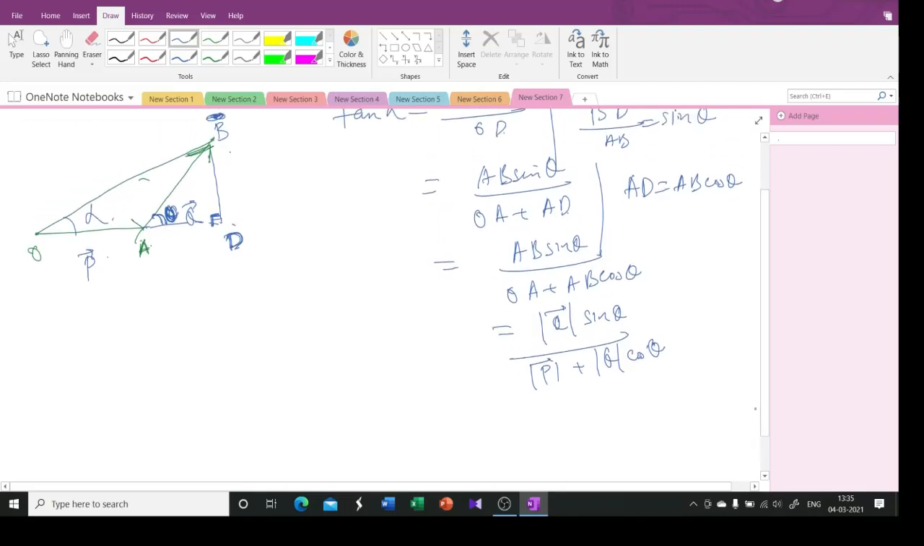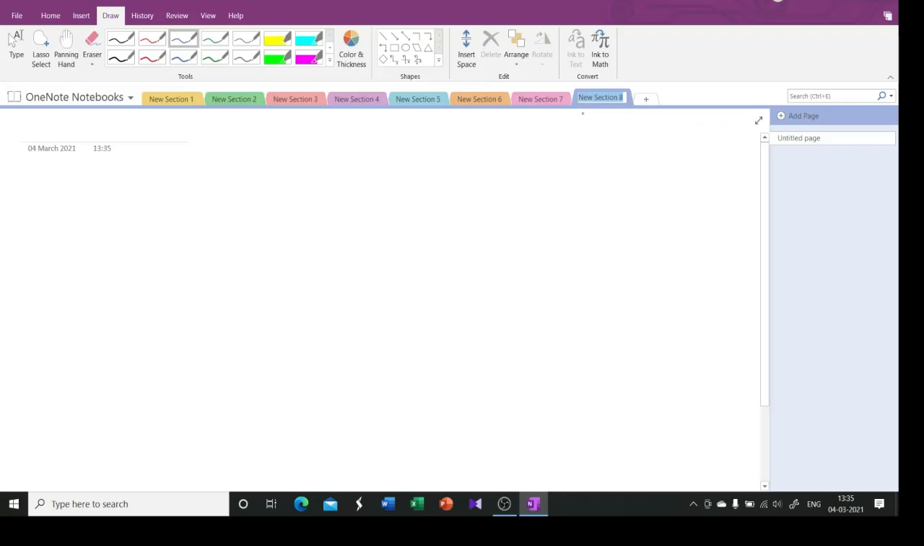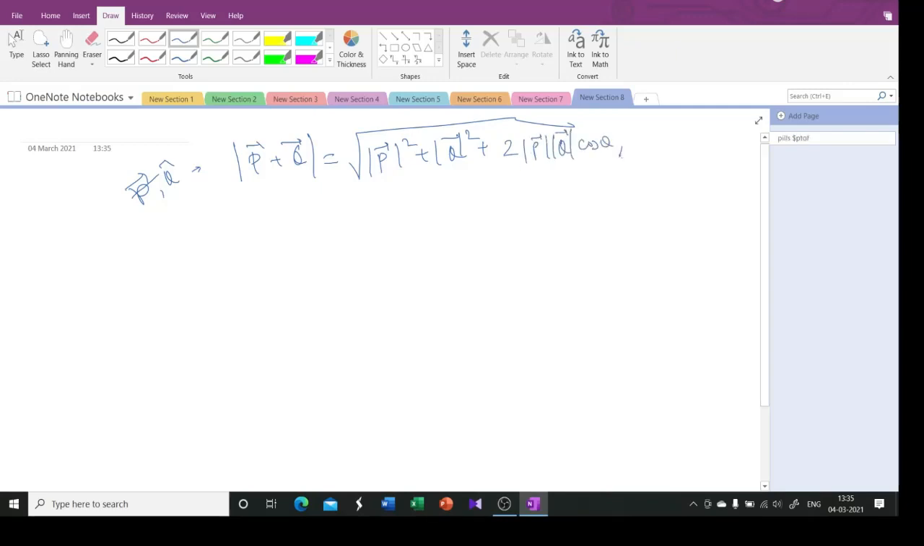So now, tell me something. We found out that if we have two vectors P and Q, then mod of P plus Q is root over of mod of P square plus mod of Q square plus 2 of mod P mod Q cos theta, where theta is the angle between P and Q. So now tell me, what would be mod of P minus Q?